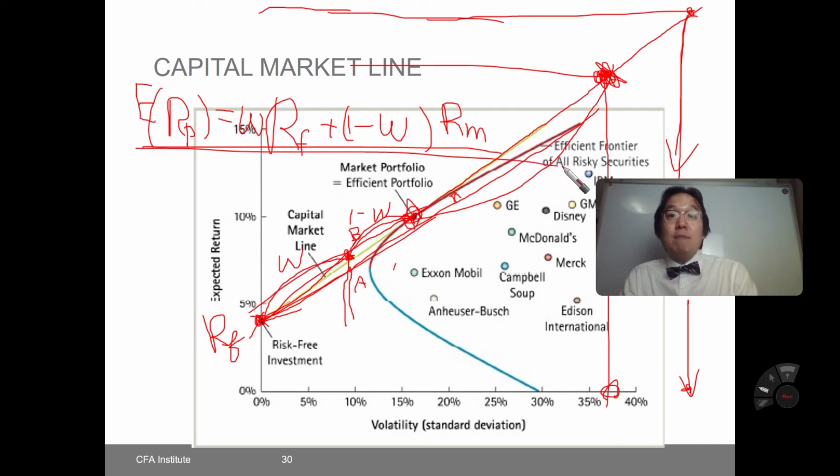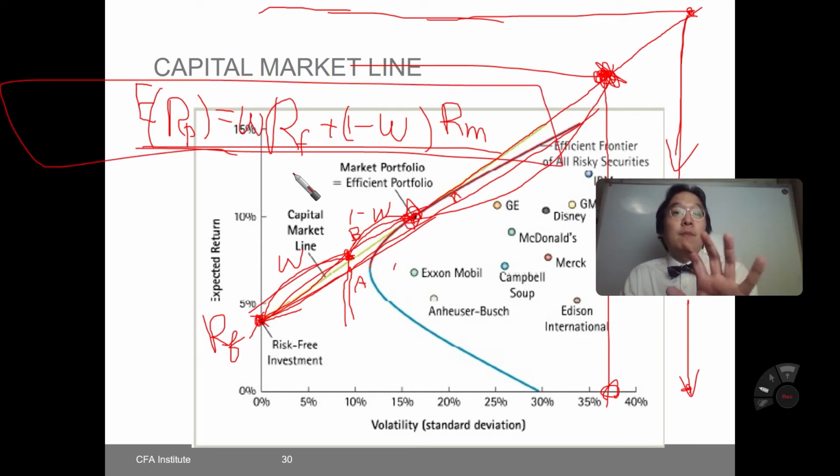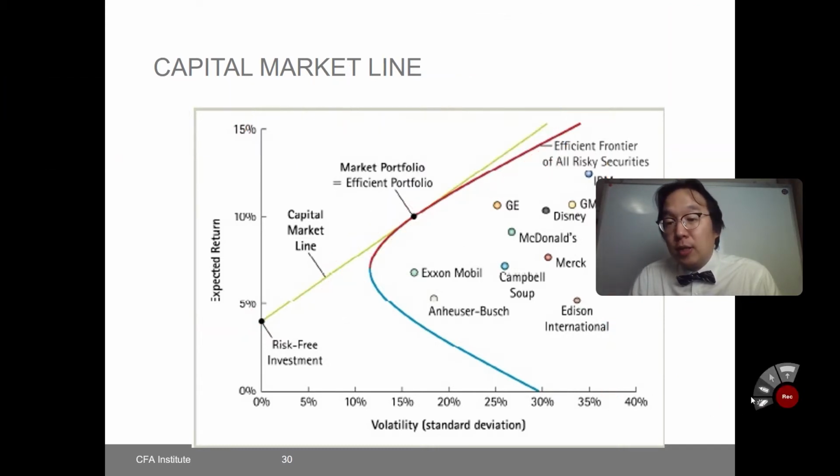The same framework explains that. The mathematical formula will be the same. Simply, 1 minus W will be greater than 1, and then W will be negative in that sense, which means risk-free borrowing. So that's basically one thing I have to tell you. Move on to the next.